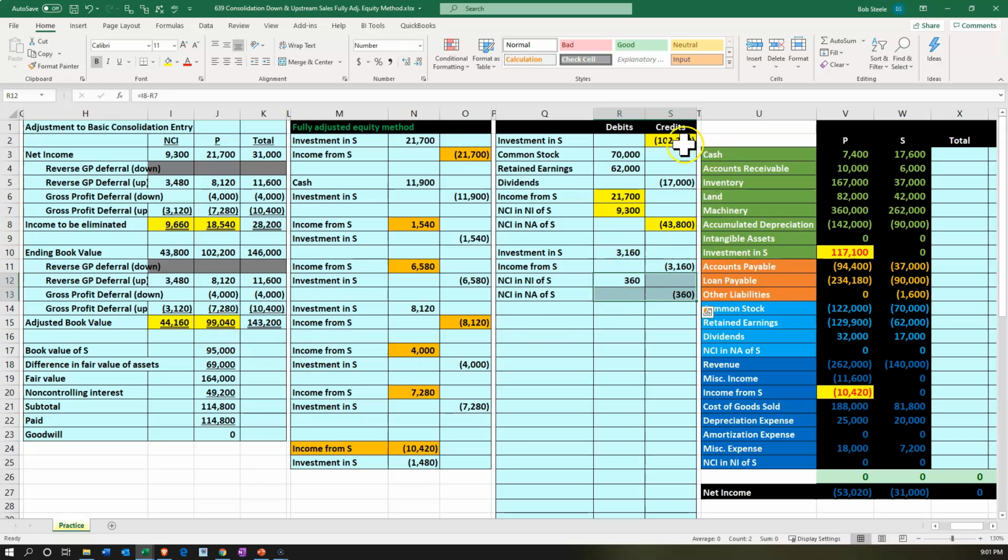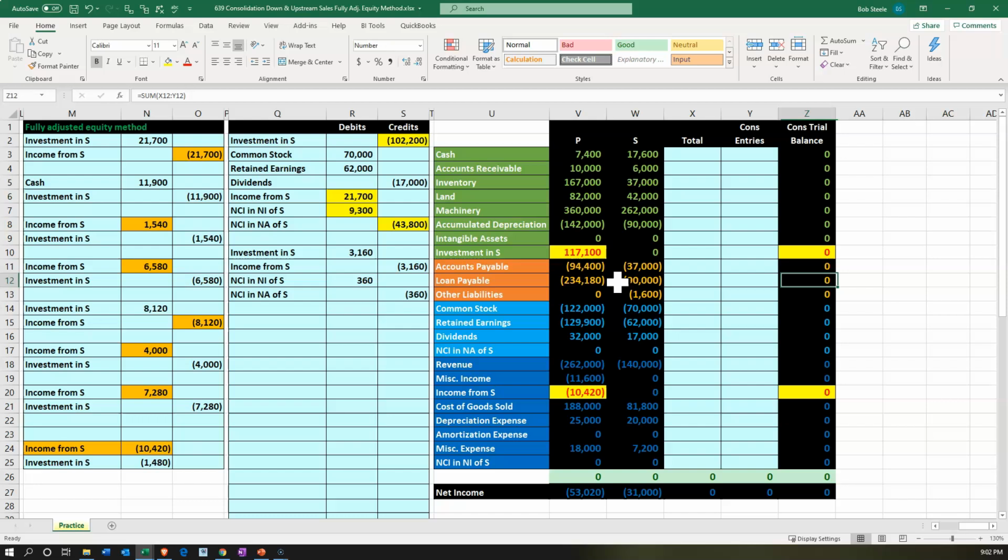And if you were to match this out, you'd say, okay, so here's the investment, that is the 99.40. We've got the income, that's the 18.540. We've got the non-controlling interest here, tying out now to the 9660, and the 43.8 and the 360 being the 44.160. All right, so there's going to be our first main entry.